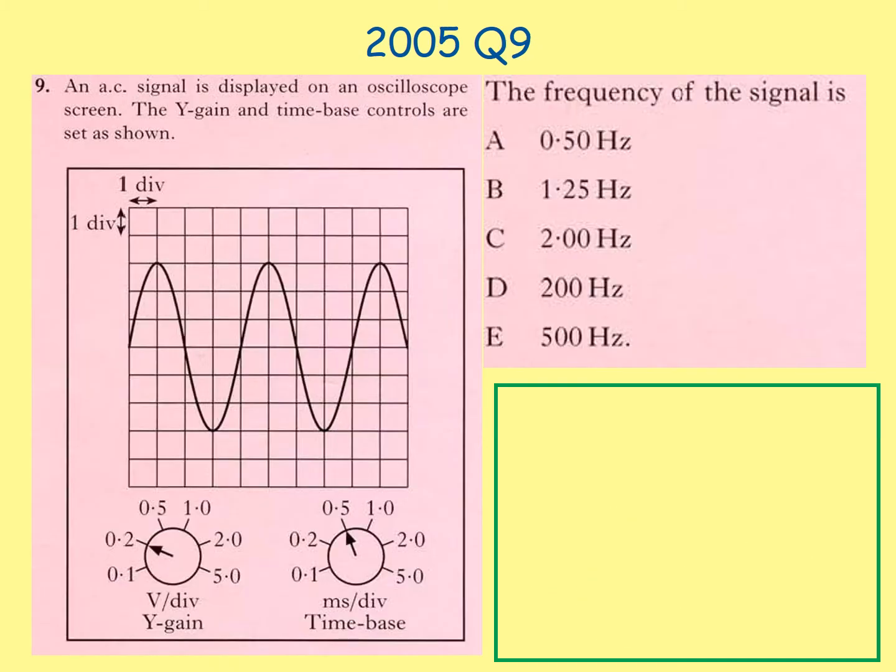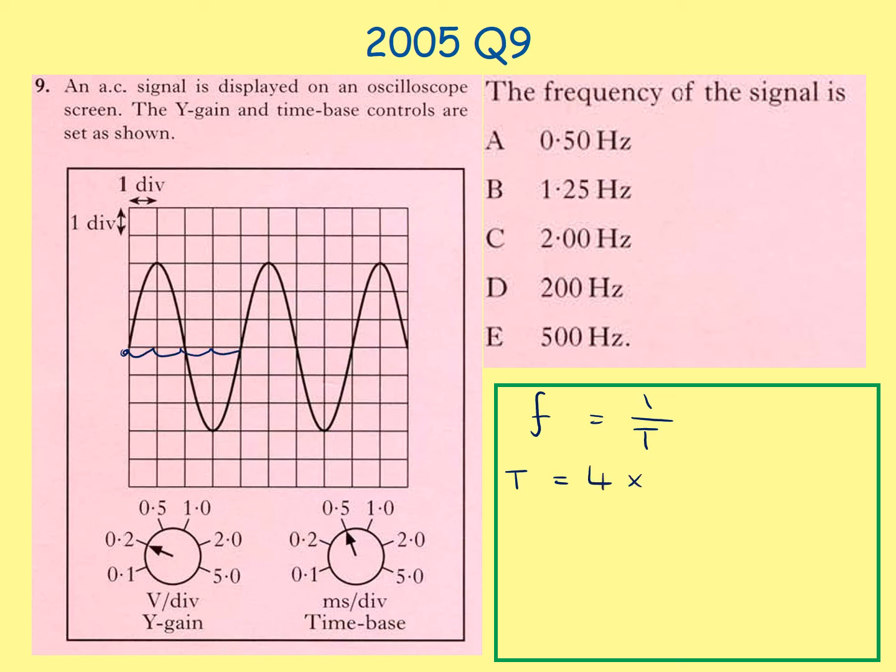An AC signal is displayed on an oscilloscope screen. The Y gain and time base controls are set as shown. What is the frequency of the signal? So again, we need to use f equals 1 over T, but first we need to work out our period. Looking at our oscilloscope screen, we can see that there are 4 divisions for one complete wave. We can start here, go 1, 2, 3, 4, that's one complete wave.